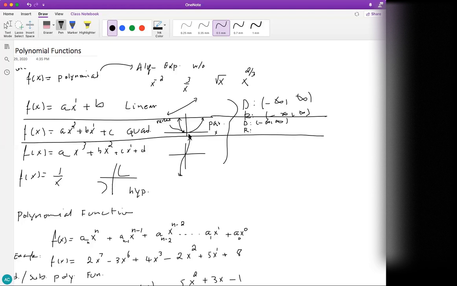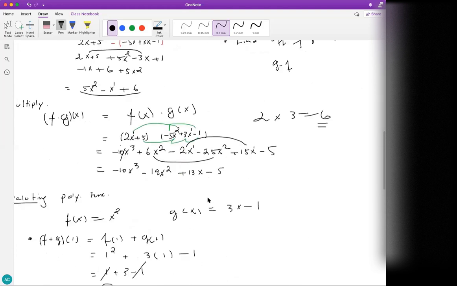Okay, so the vertex is the lowest or the highest point of the graph, because if it's like this, the vertex is this one. But if it's facing up, the vertex is the lowest point. Now, what is the range of this graph? It goes from where to where?